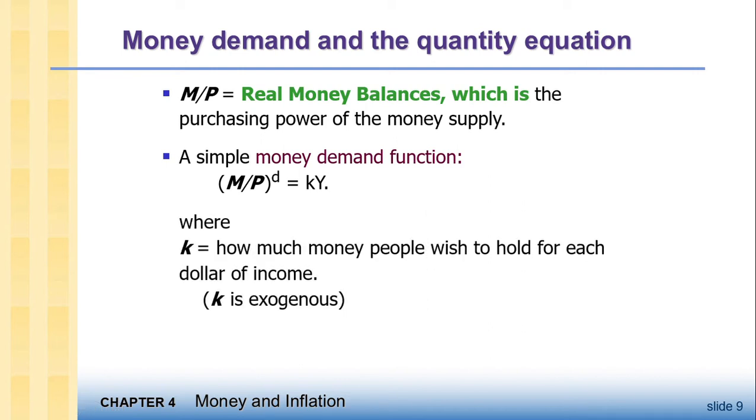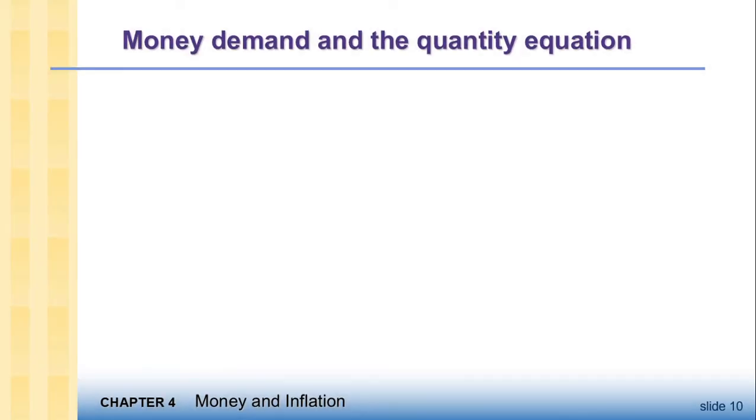And again, k is exogenous because it depends, in a particular economy, given the structure of the economy, on how much money people wish to hold. This is the transaction motive, as we might say. They mean to do transactions. How much money people wish to hold for each dollar of income is what k expresses. So k is the coefficient which expresses that for each dollar of income, how much of that income I want to hold in real money balances, or in terms of cash.